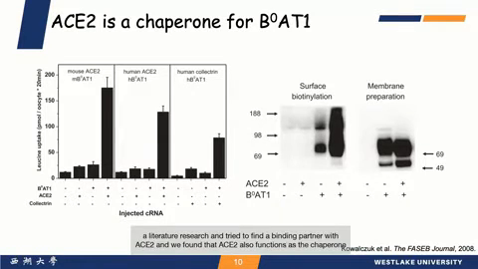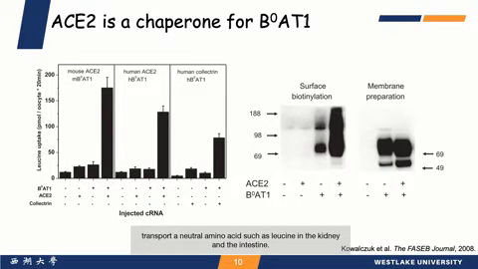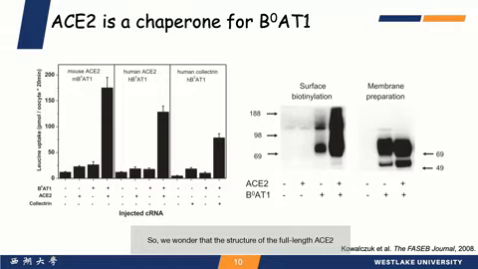So we did literature research and tried to find a binding partner for ACE2, and we found that ACE2 also functions as the chaperone for membrane trafficking of the amino acid transporter B0AT1. B0AT1 is also known as SLC6A19, which can transport neutral amino acids such as leucine in the kidney and the intestine. So we wondered whether the structure of full-length ACE2 might be revealed in the presence of B0AT1.